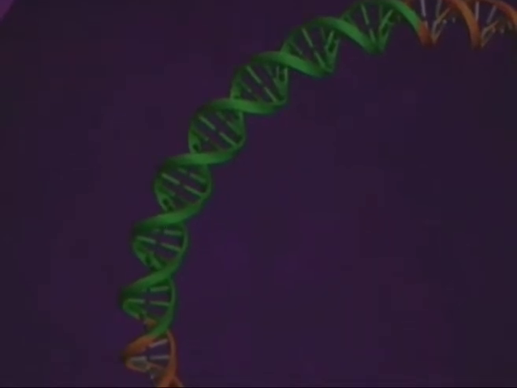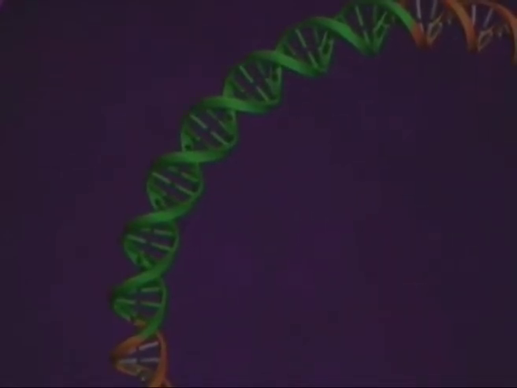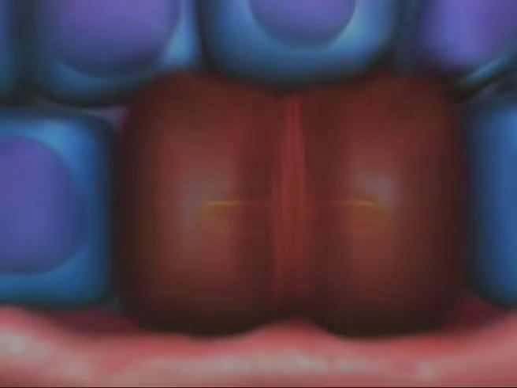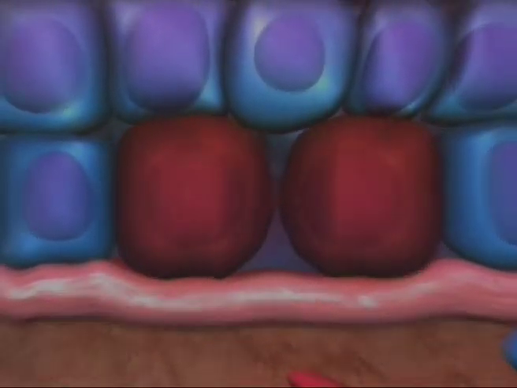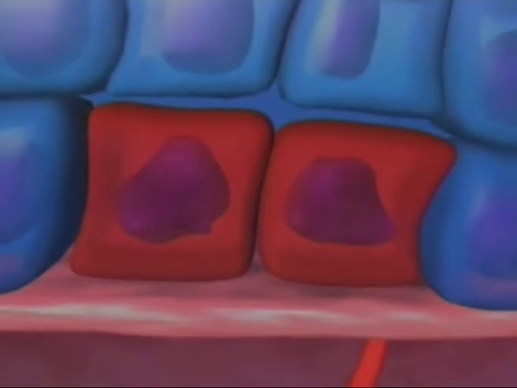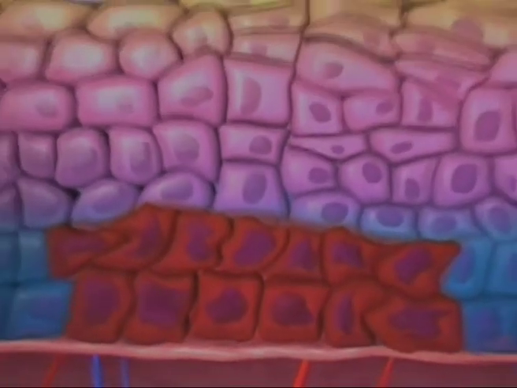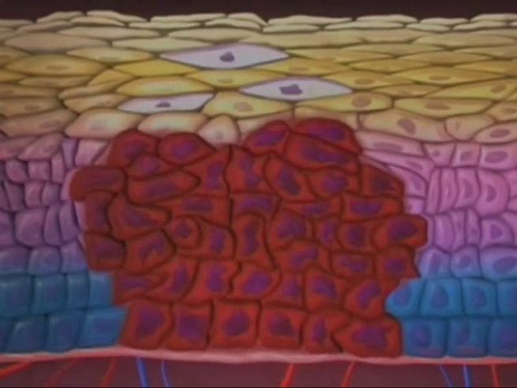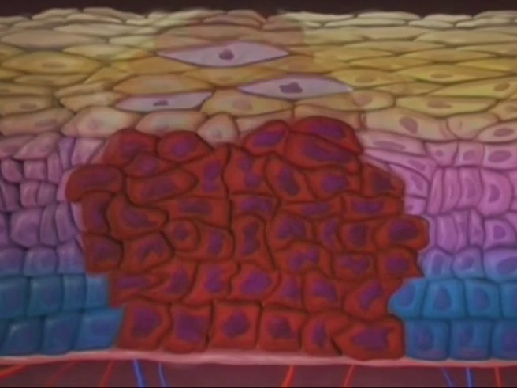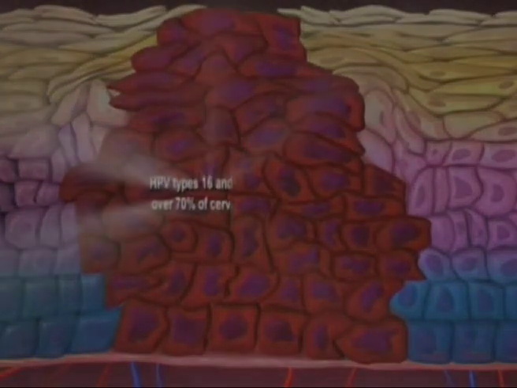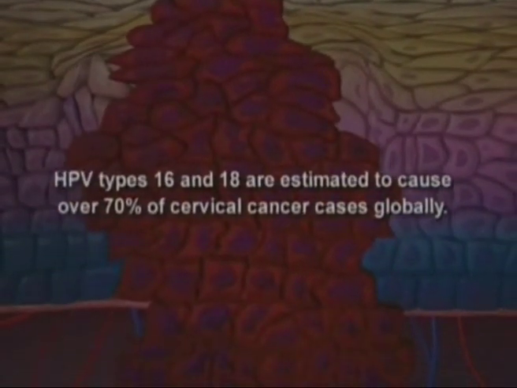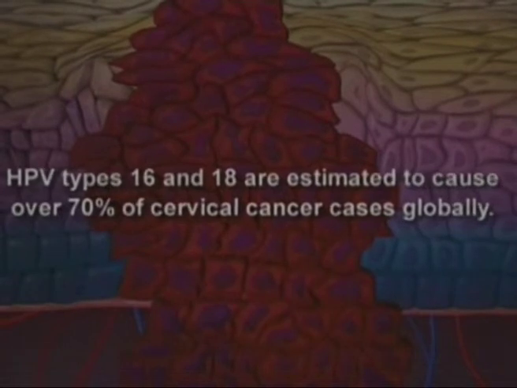Some infected cells overexpress early viral proteins called E6 and E7 that extend the cell lifespans. These cells retain the capacity to proliferate, a process known as immortalization. Normal cellular mechanisms that protect cells from mutations are disabled. As mutations accumulate, the cells undergo morphologic changes that lead to the development of precancers or cancers of the cervix, vagina, or vulva. The HPV types 16 and 18 are estimated to cause over 70% of cervical cancer cases globally.